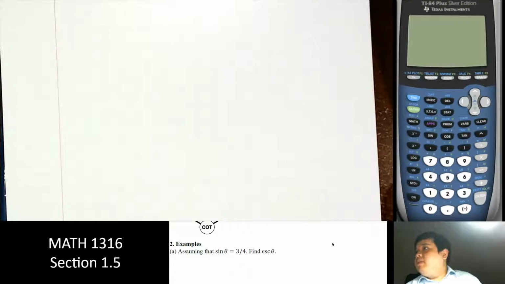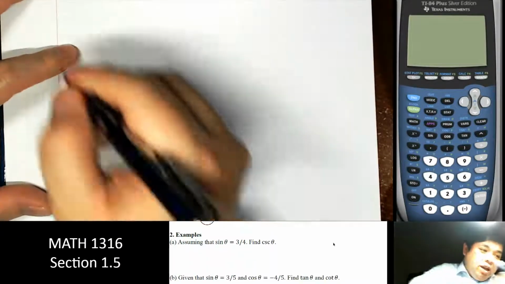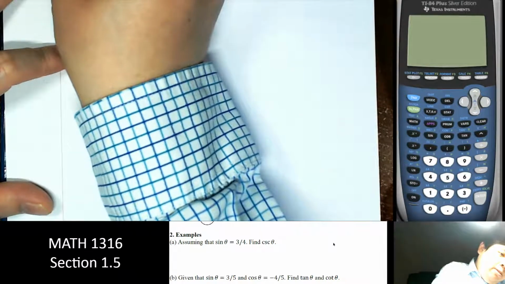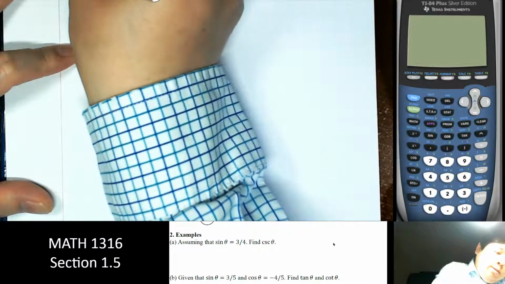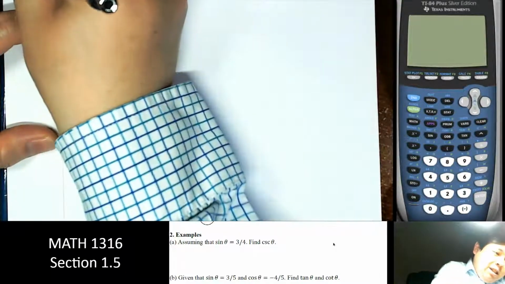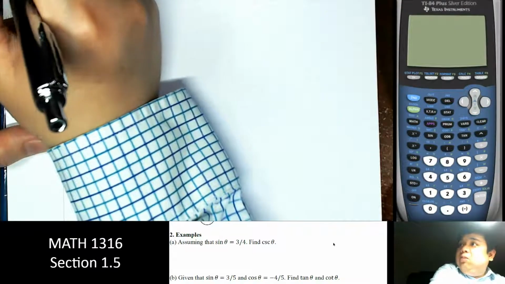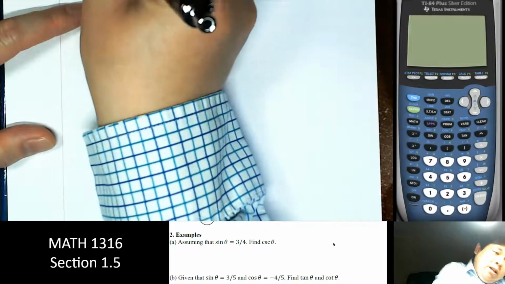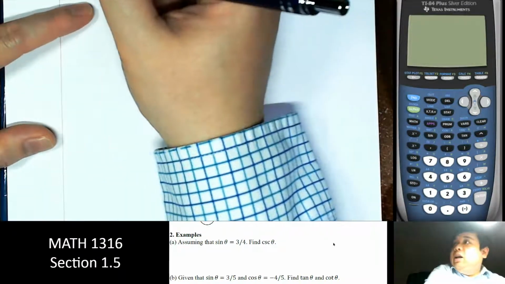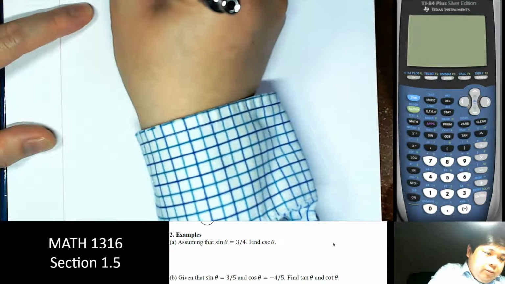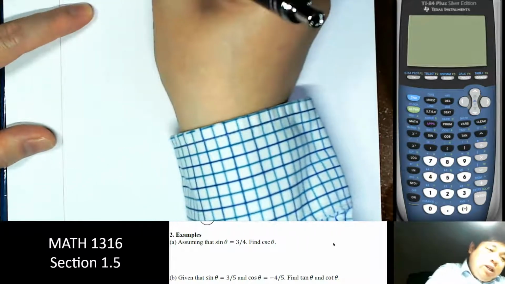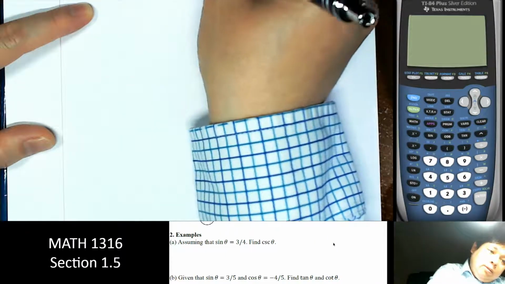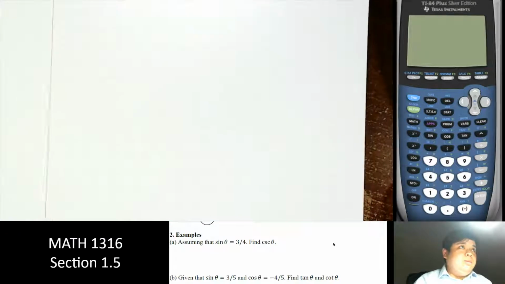Right. 2 examples. First, if sine theta is equal to 3/4, find cosecant. Sorry.